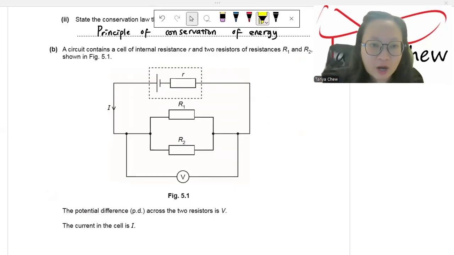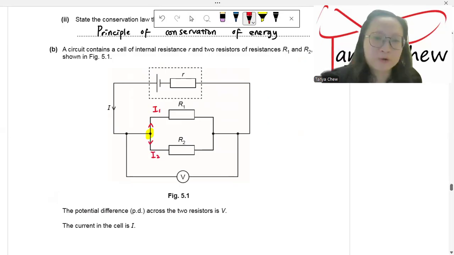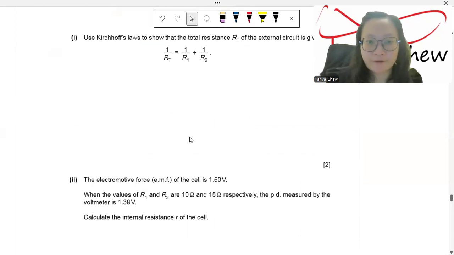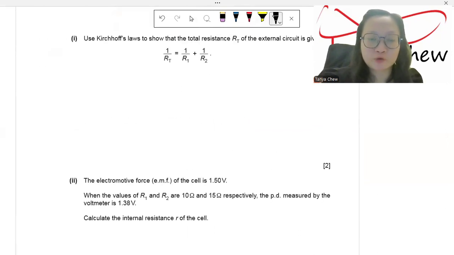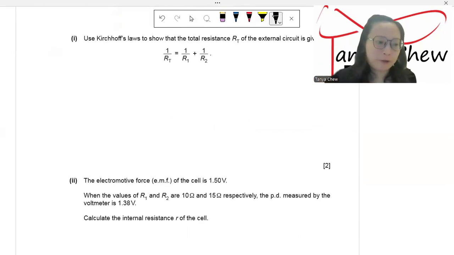I want you to see this. This is a current coming out from the EMF of a cell. This is what I call junction. I am going to use Kirchhoff's first law, right? This is a junction where the current will split into I1 and this is I2. I would write that, right? Okay, now I stated here, junction. Because if I stated that, I could ask the examiner to refer to Fig 5.2, right?